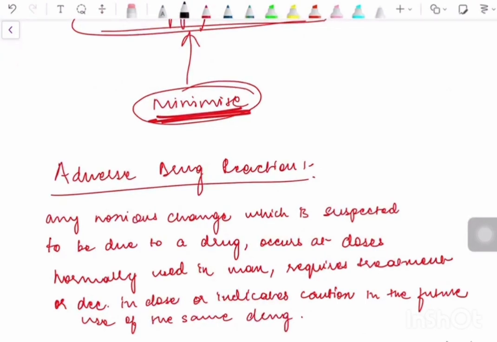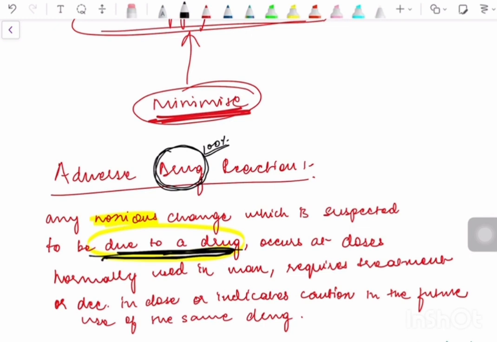So what they said as the adverse drug reaction definition is any noxious change which is suspected to be due to a drug. Now this line is of utmost importance, that it says it's due to a drug. Here is where all the difference comes. So when someone asks you what is an adverse drug reaction, do you observe that in ADR the D means drug is present? That means whatever adverse reaction there is, for sure 100% it is because of a drug. So we can say ADR occurs due to drugs only. An adverse drug reaction is any noxious change which is suspected to be due to a drug. It occurs at doses normally used in man.